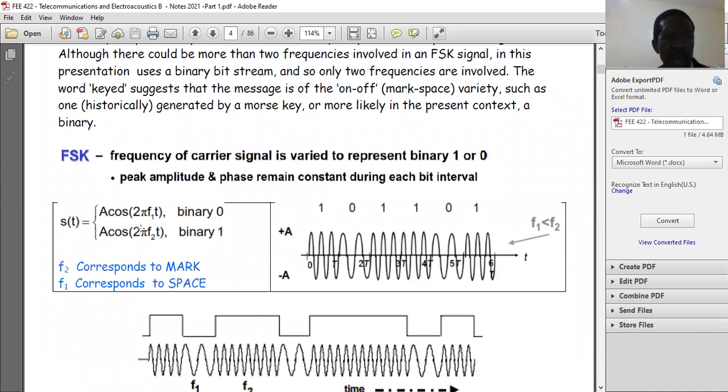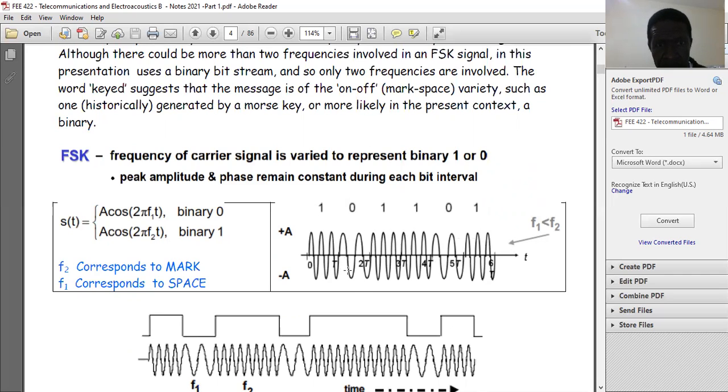Here again, if you were to have two frequencies, you can think of the output signal as being some amplitude multiplying a carrier at frequency f1 for a binary 0, and the same thing multiplying a carrier with frequency f2 for binary 1. So when you look at the diagram, if the binary 1 is a higher frequency than the binary 0, then you're going to see more cycles where there's a 1 and fewer cycles when there's a 0.